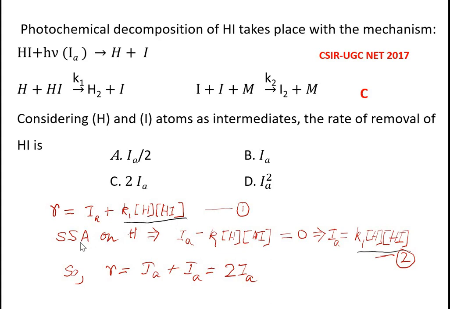And now if we apply SSA on H, you will get IA minus K1 H into HI, and make it equal to 0, to get IA equal to this K1 H HI. So in equation 1, K1 H HI is actually IA. So finally it becomes R equal to IA plus IA. That means 2IA. So option C is the right answer.